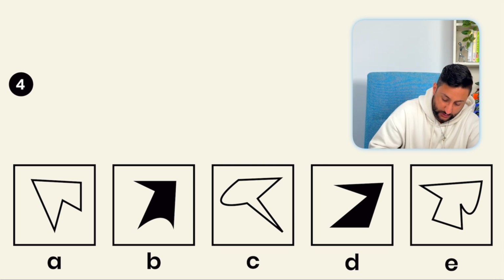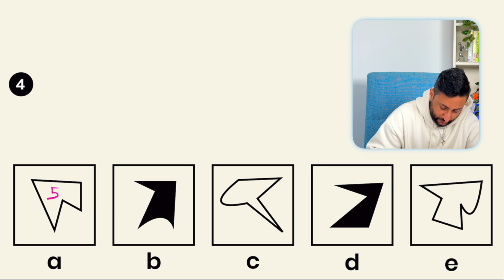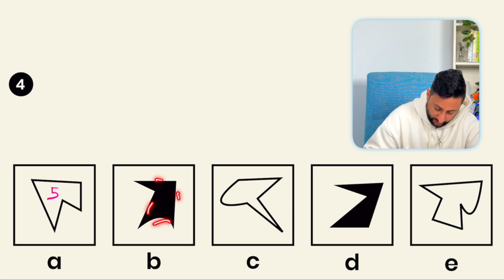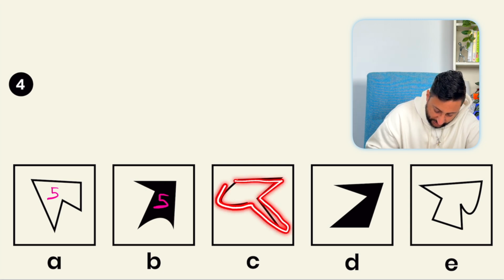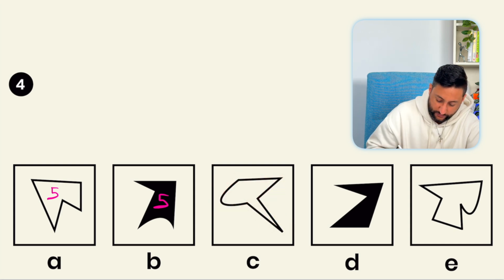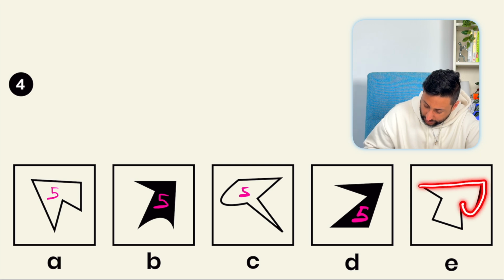So this is going to be 1, 2, 3, 4, 5. This one is 1, 2, 3, 4, 5 as well. This one is 1, 2, 3, 4, 5. That's one curved side. That's 5. This is 1, 2, 3, 4, 5. And this is 1, 2, 3, 4, 5, 6.